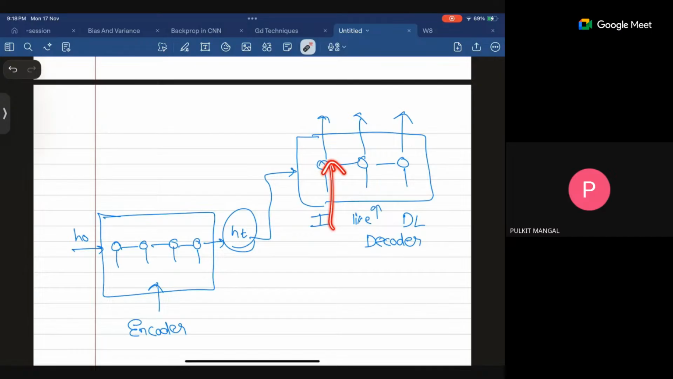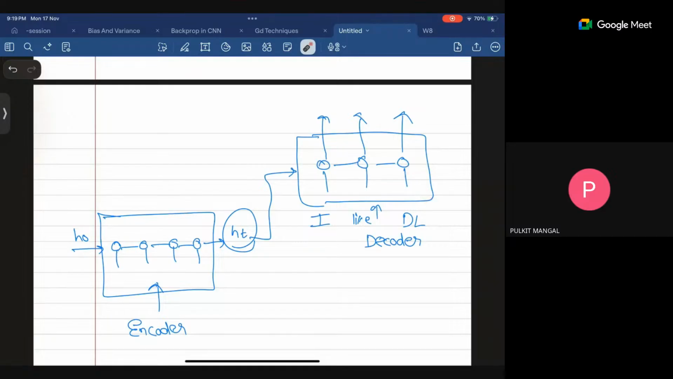When I feed "I", it gives me a probability of what the next word should be, whether it should be "I", "like", or "DL". Now suppose it gives "DL" as the most probable word. But I'm not going to use "DL" as my next input. I'm going to use the true word that was there, "like". Then "like" will be fed and I'm going to get some output. No matter what the predicted output was, I'm going to use the true label for the next word. So this is teacher forcing.